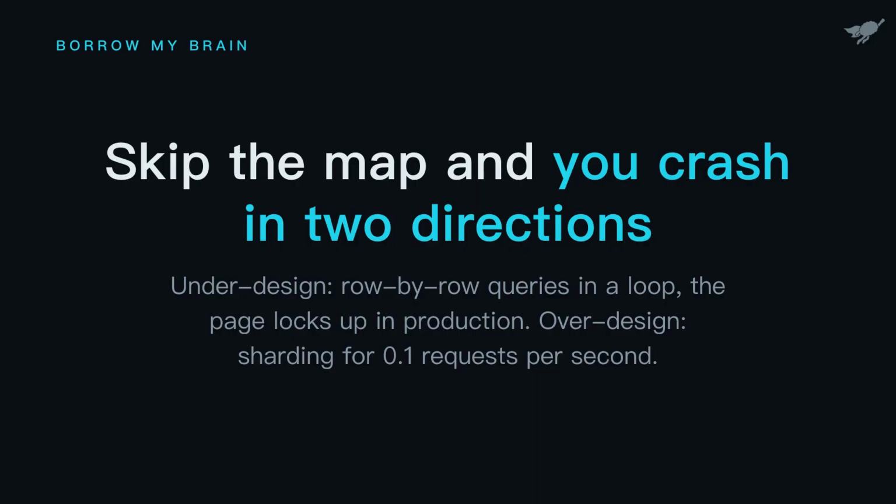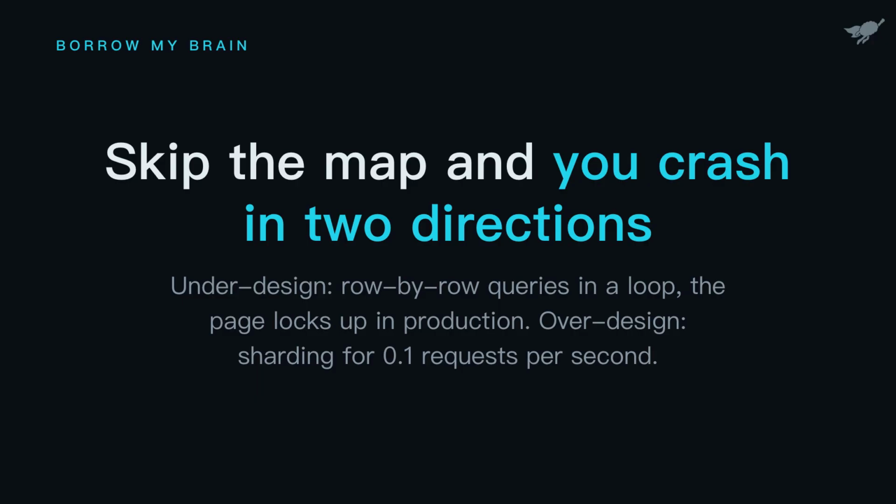It's exactly the opposite. People who don't know this map crash in 2 different directions. Direction 1 is under design. You treat random reads like sequential reads, querying the database 1 row at a time inside a loop. Runs fine locally on 10 rows. 1 day in production, the table has 10 million rows. 1 page fires 200 queries. Each round trip costs half a millisecond, and the page just locks up.